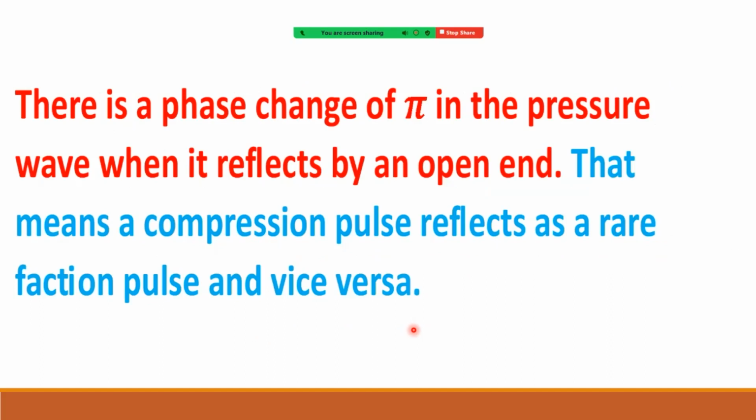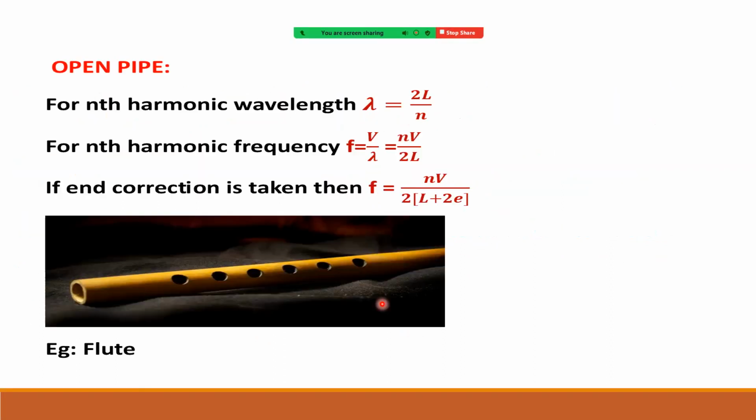Next, when it reflects from an open end, there is a phase change of pi. That means a compression pulse reflects as a rarefaction pulse and vice versa. That means rarefaction reflects as compression, right? So these are the points we have discussed till now.